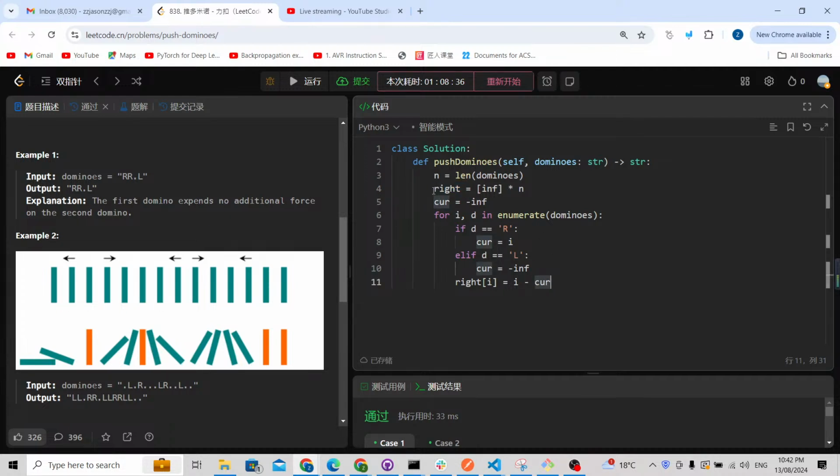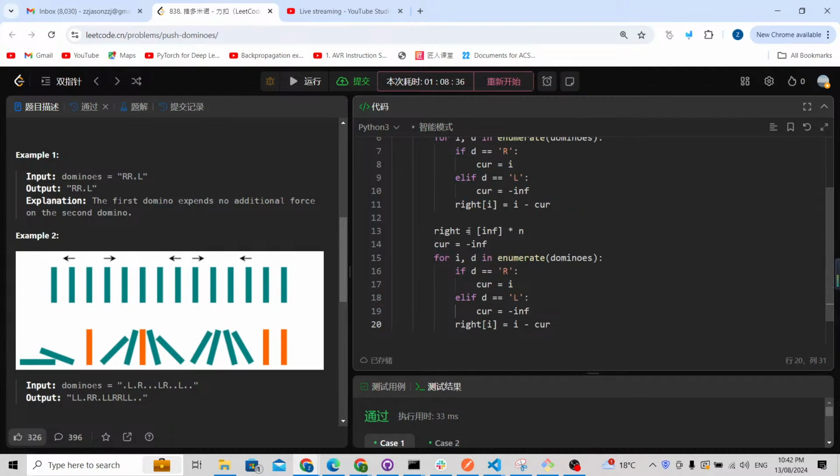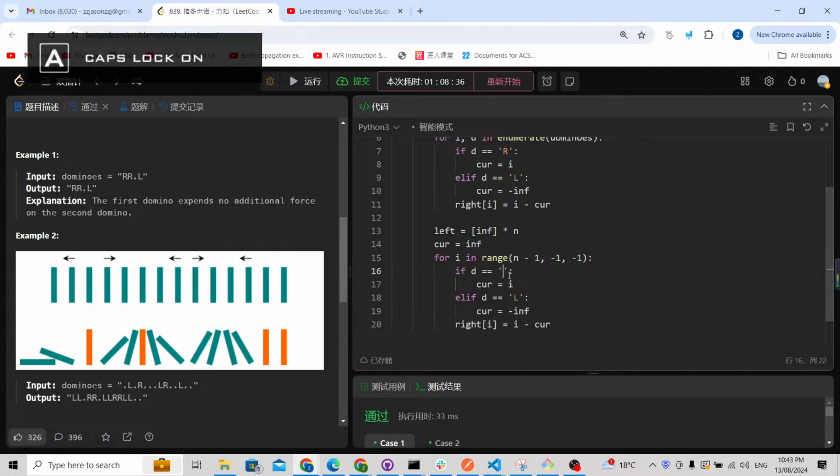Now let's just copy the same code to simulate from the right to the left side. So from the right to the left, we're going to prepare a left array, and current we're going to set it to be infinity. And here we're going to change a little bit because we need to check from the right to the left side. So it's going to be a minus 1, with minus 1 and minus 1. So we first going to check this L.